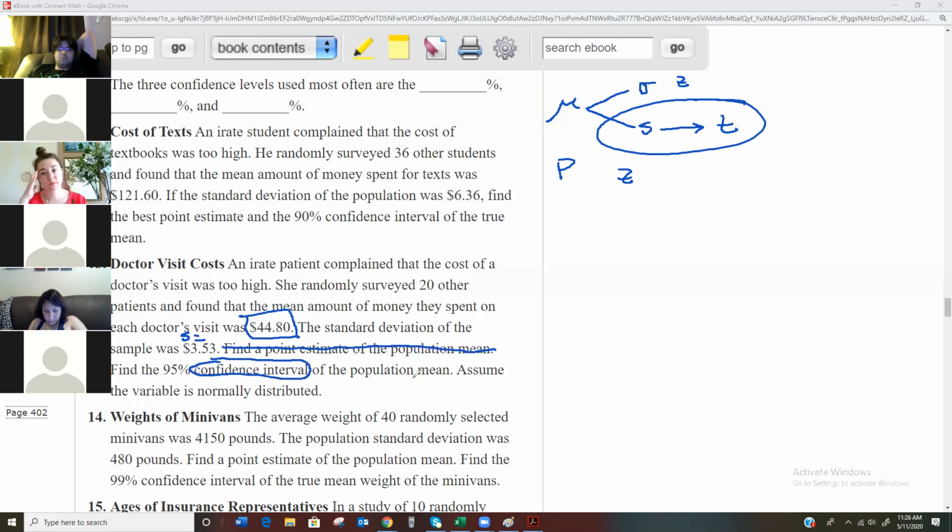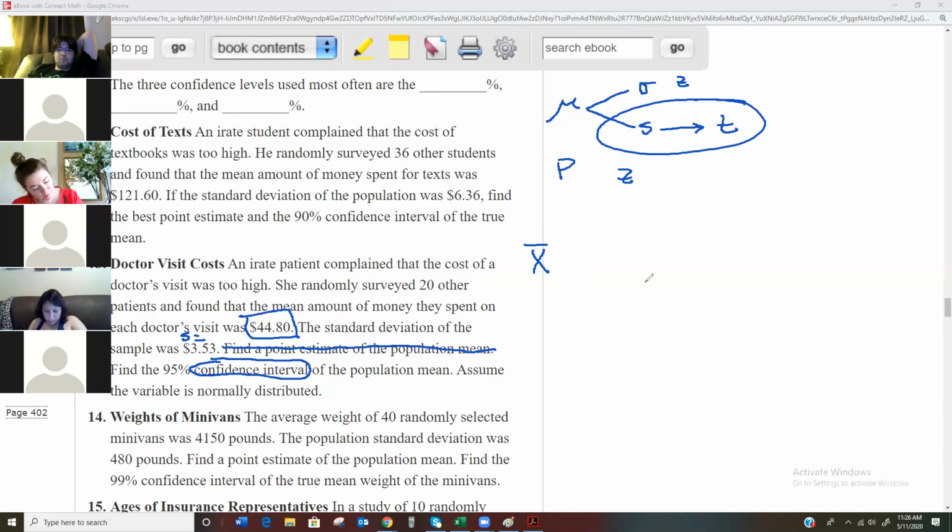I know your instinct is to jump in and start working right away. But you have to stop and figure that out before you can start working, because you have to know what formula you're using. So we're using the formula for a mean using a T.